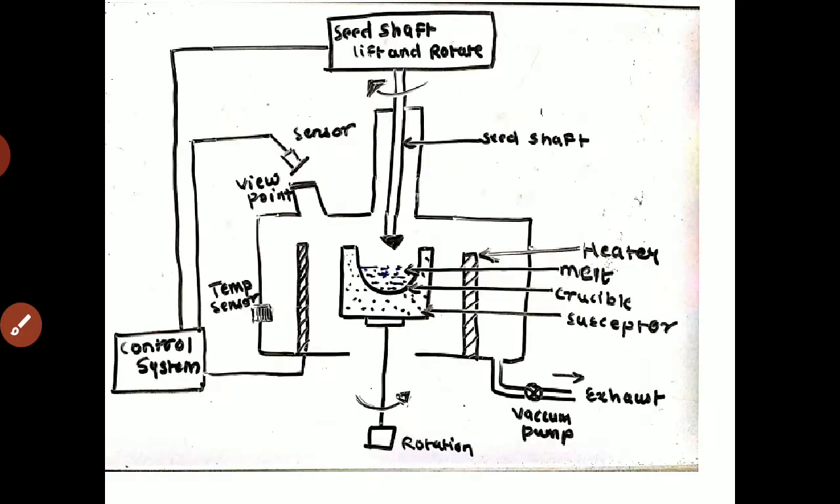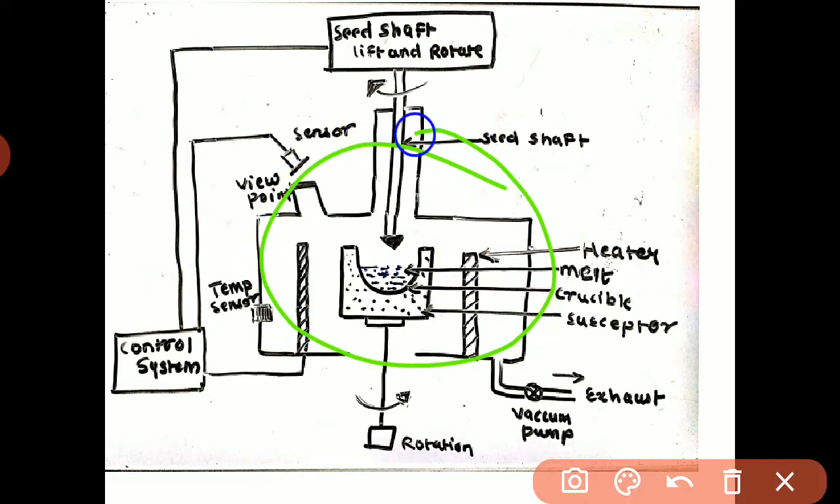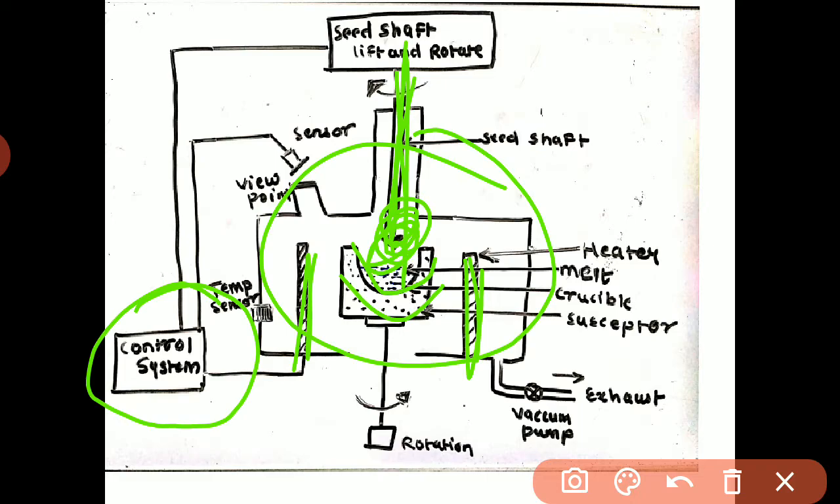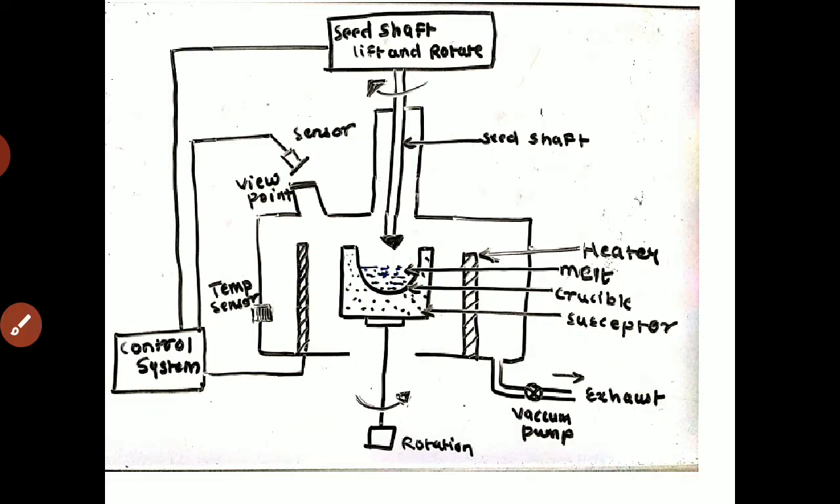Let's see in the diagram. So this is our furnace, in which we have our crucible, susceptor, melt, and these are heaters. This is our seed shaft, the crystal pulling mechanism. Here at the end of the shaft we connect our seed. This is our control system, and this is our ambient control. So here we control our vacuum. So this is the typical diagram. Let's see each part in detail.